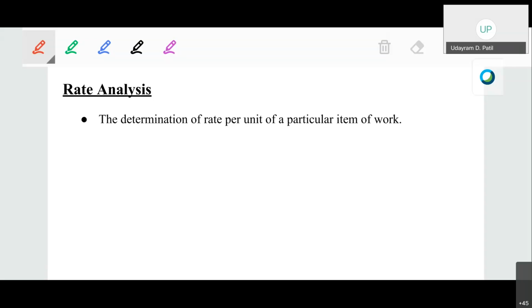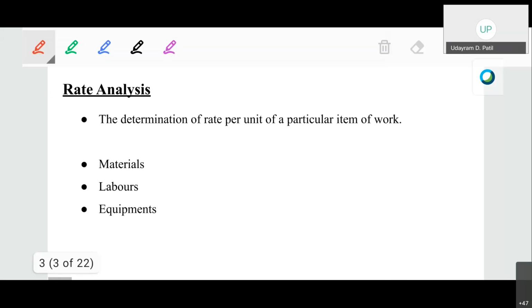is like for the brick work it will be per meter cube rate, for the DPC it will be per meter square rate, for the skirting it will be per meter rate. The determination of the rate of construction of that particular item of the work is known as the rate analysis. Okay, so determination of the rate per unit of that particular item of work will be known as the rate analysis of that item of work.